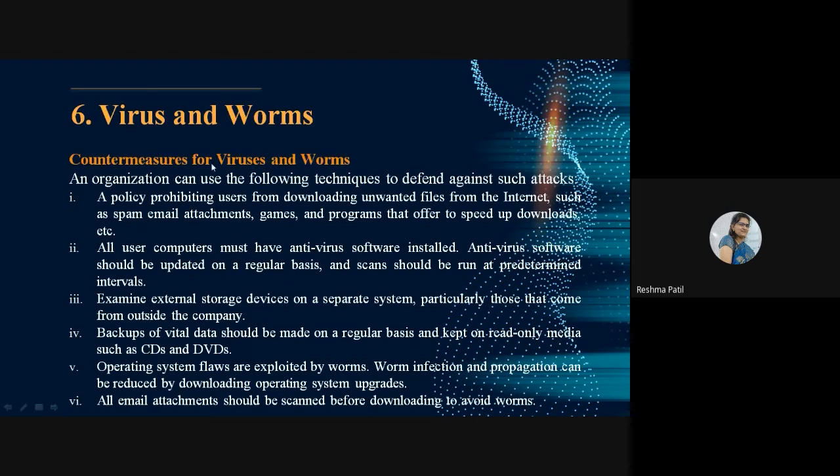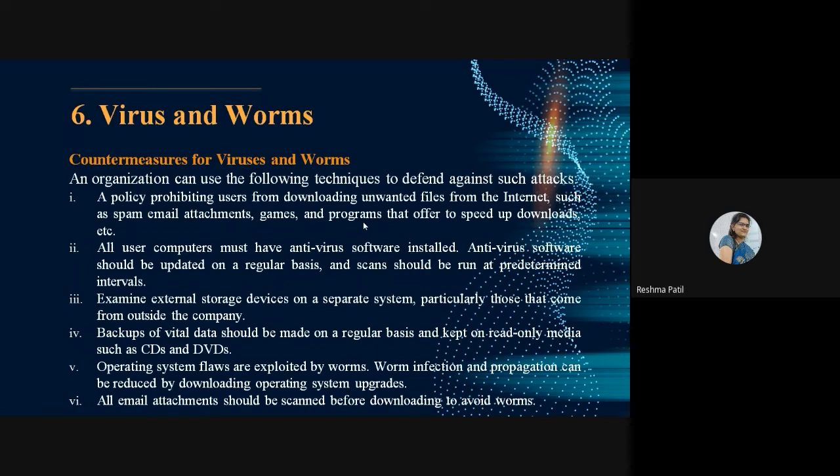Next, countermeasures. What are the controls available for these viruses and worms? An organization can use the following techniques to defend against such attacks. First, a policy prohibiting users from downloading unwanted files. There should be a policy in the organization that will restrict users from downloading unwanted files from the internet, such as spam email attachments, games, and programs that offer to speed up downloads. Some programs will offer to speed up downloads.